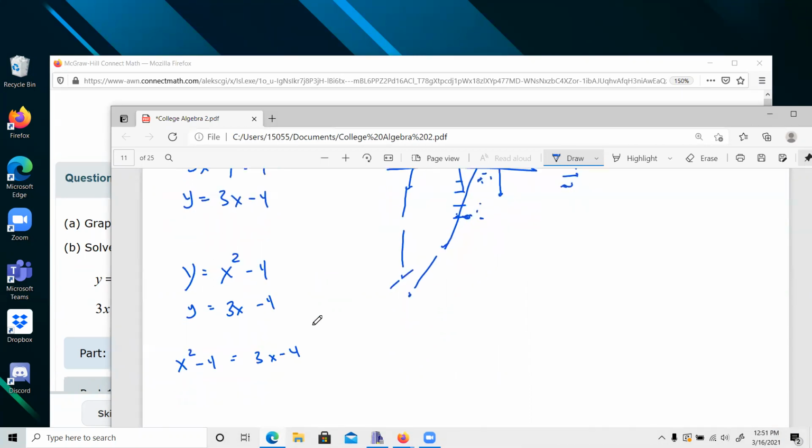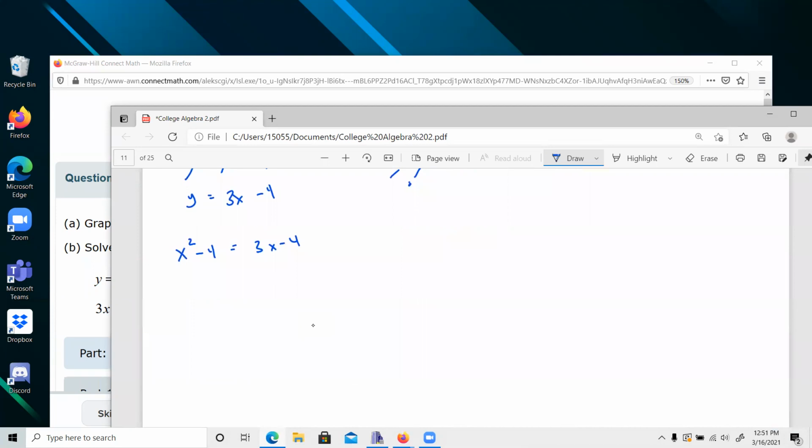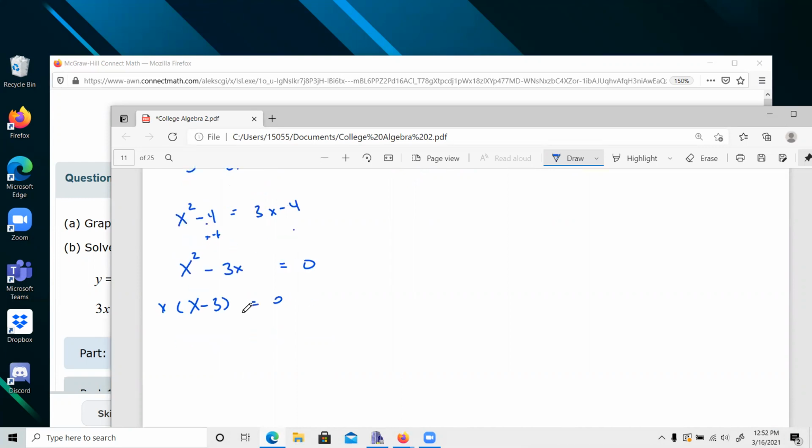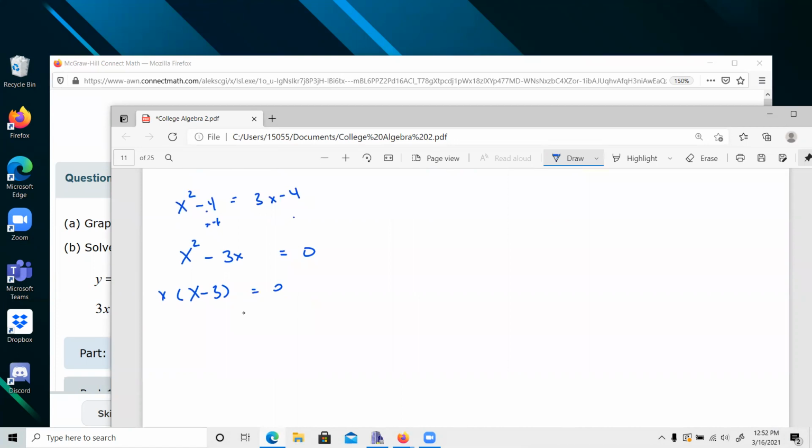At that point, let's push this to the other side. So we've got x squared minus 3x, and I'm going to add 4 to both sides. Negative 4 and positive 4 make 0. So we have x times x minus 3 is equal to 0. And my solutions so far: x equals 0, x equals 3. Now, what's y going to be?